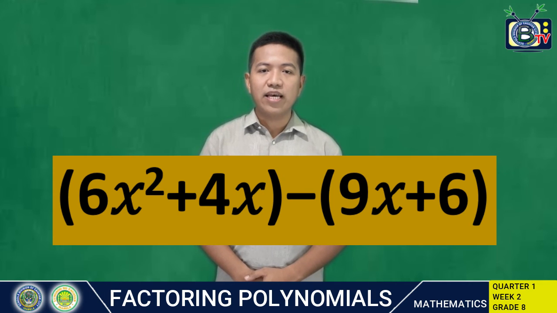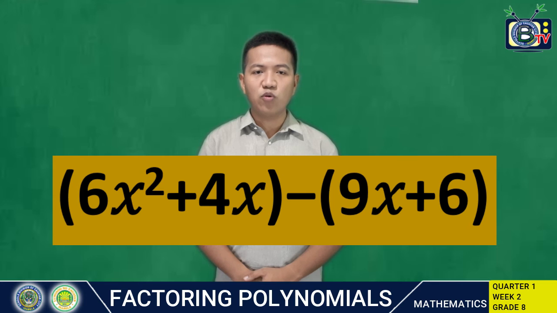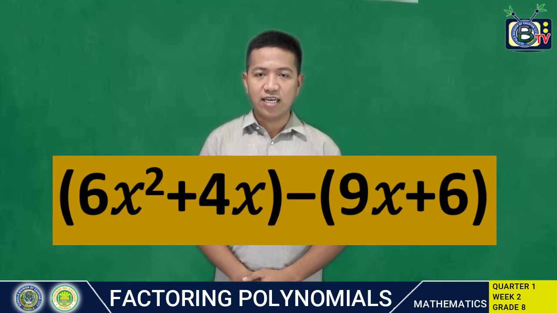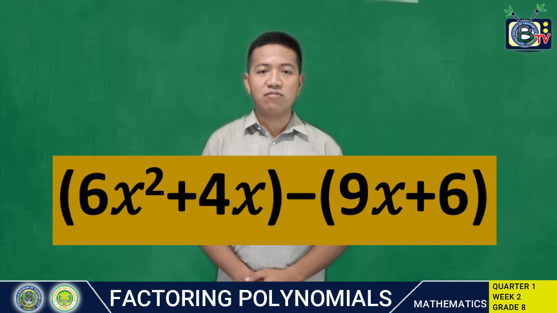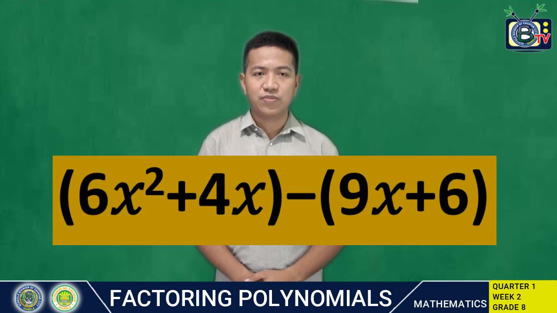This will happen if the operation between the two groups is minus or negative. Always do this if you encounter this case. In this case, negative 9x minus 6 becomes 9x plus 6.